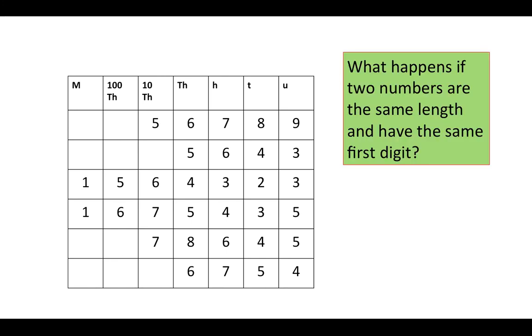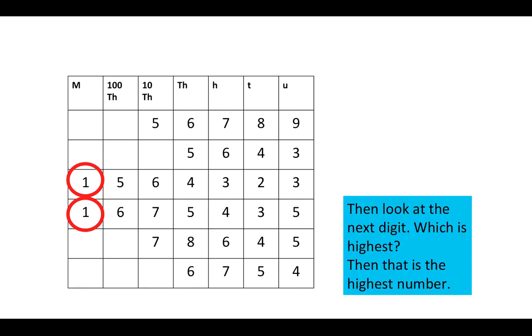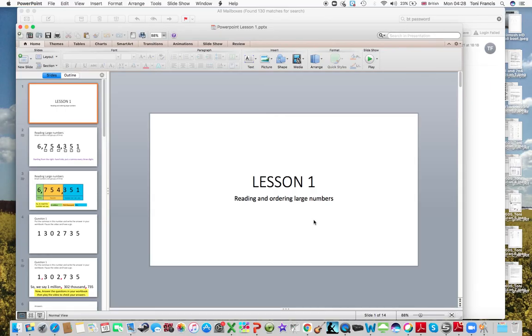What happens if two numbers are the same length and have the same first digit? Which is the highest? Well, what we need to do then is look at the next digit along. Which is the highest? Then the number with the second digit that's the highest is the highest number. So try the questions in your book.